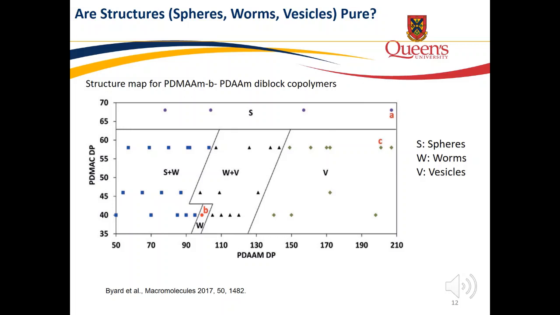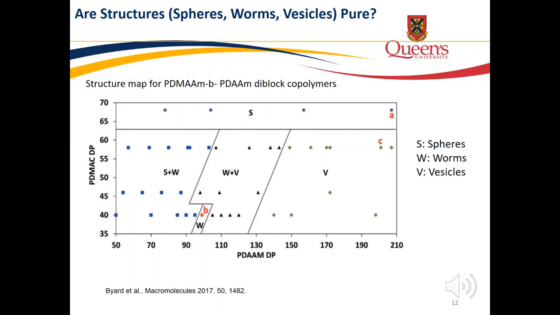And you can see, for example, here, if we start on the horizontal axis, as the degree of polymerization increases, you go from having, at lower chain lengths of the dimethyl acrylamide block, a combination of spheres and worms, to worms and vesicles in the middle, and finally to vesicles at higher lengths. Looking at the vertical axis now, if you have higher values of the degree of polymerization for the dimethyl acrylamide block, you always get spheres, and that's denoted by this S.